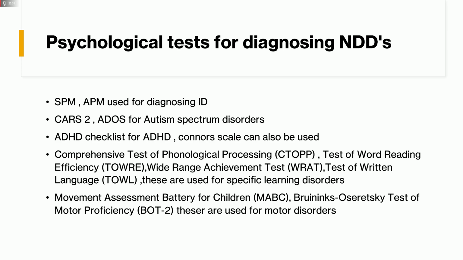There is an ADHD checklist for ADHD, and there are also Conners scales which can be used for ADHD. And for specific learning disorders, we can use the Comprehensive Test of Phonological Processing, CTOPP, and the Test of Word Reading Efficiency, TOWRE. These tests we can use for specific learning disorders. Movement Assessment Battery and BOT-2 can be used for motor disorders.